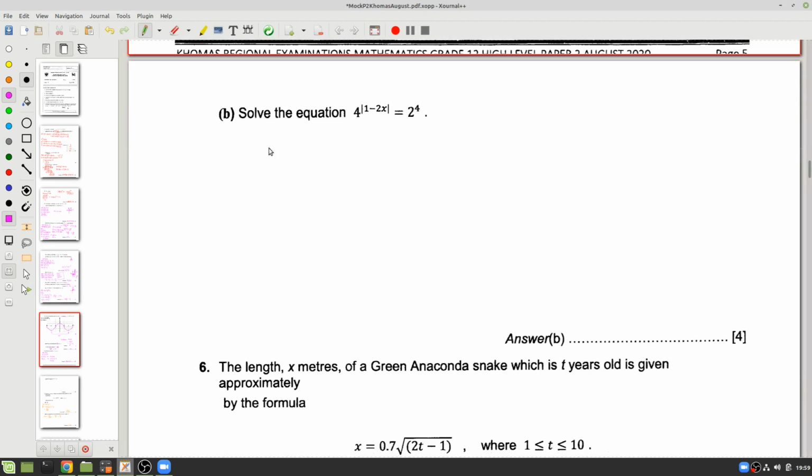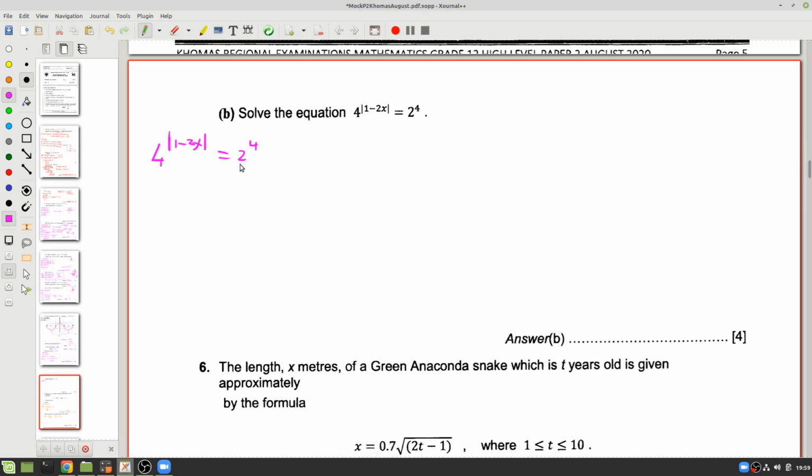Last one for today. Solve this equation. Okay, I'm just going to write it down again to start with. So 2 times 4 to the power of the absolute value of 1 minus 2x. Oh, this looks so strange, having a 1 next to the absolute value sign. That's going to be confusing. Equals 2 to the power 4.